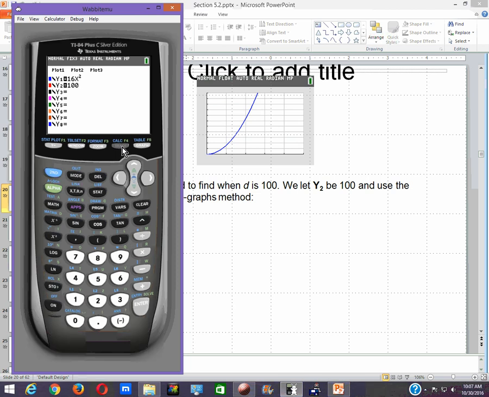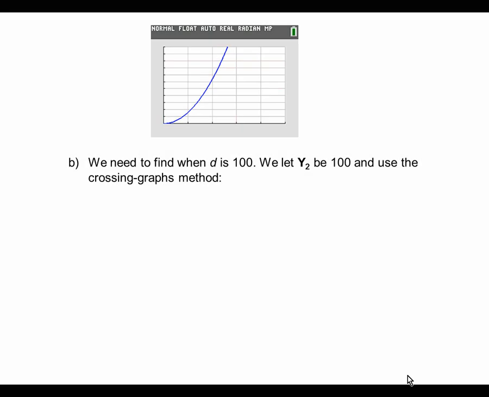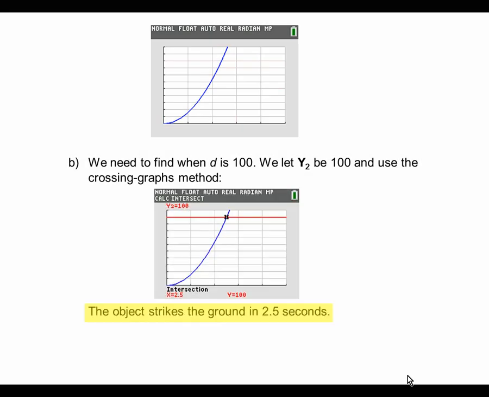So second, calc, choice 5. There's the 100. Y1 is 16x squared, yes. Y2 is 100, yes. Guess 2.5, sure, why not? Oh, it's exactly 2.5. Hey, how about that? We got lucky. So the object strikes the ground in 2.5 seconds. It was just by sheer luck that our guess was also the answer.